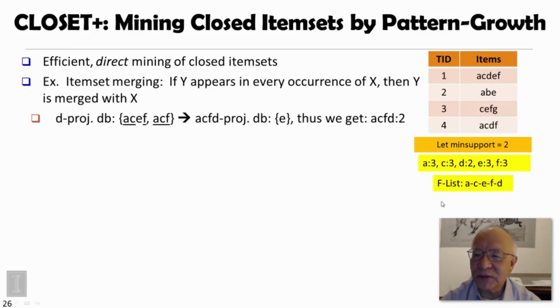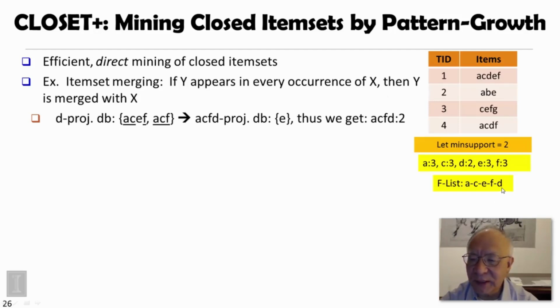So let's look at this transaction database. It contains only 4 transactions, and these are the items in these transactions. Suppose the minimum support is 2, we'll be able to get these as frequent item sets, and based on this, we can work out the F-list like the following. Now we look at an interesting method called item set merging. The philosophy can be represented using this example.